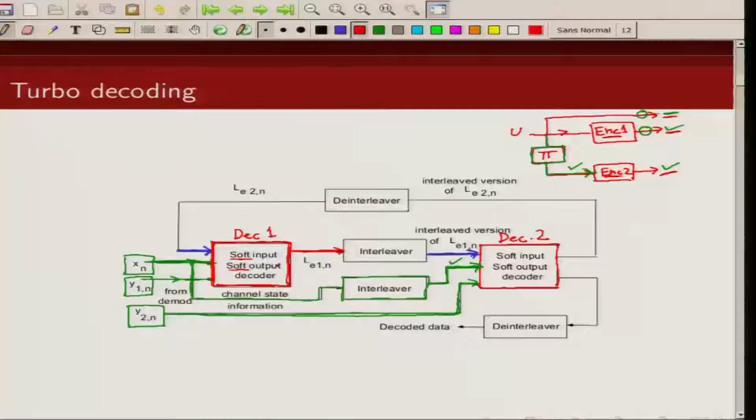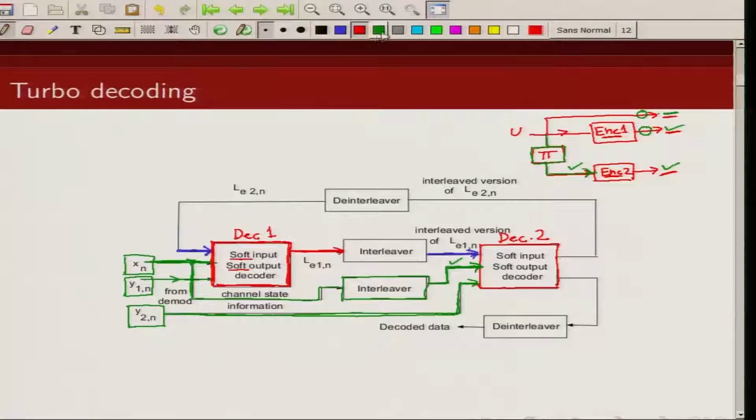And this information exchange happens in a regular fashion until they converge to a particular decision. We may stop after a fixed number of iterations, or we could use some sort of stopping criteria. So the third input is the a priori input. The other two inputs are the inputs received from the channel. What decoder 1 does is try to find some estimate about the information sequence and pass it on to the second decoder. This input is fed as a priori input.